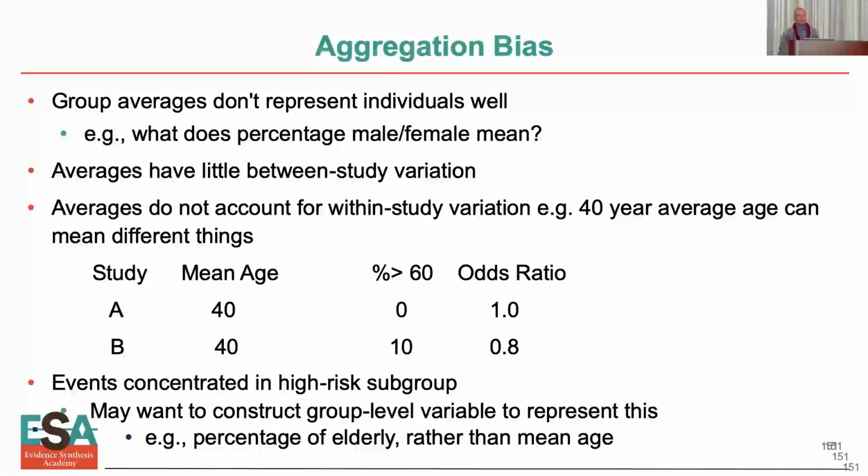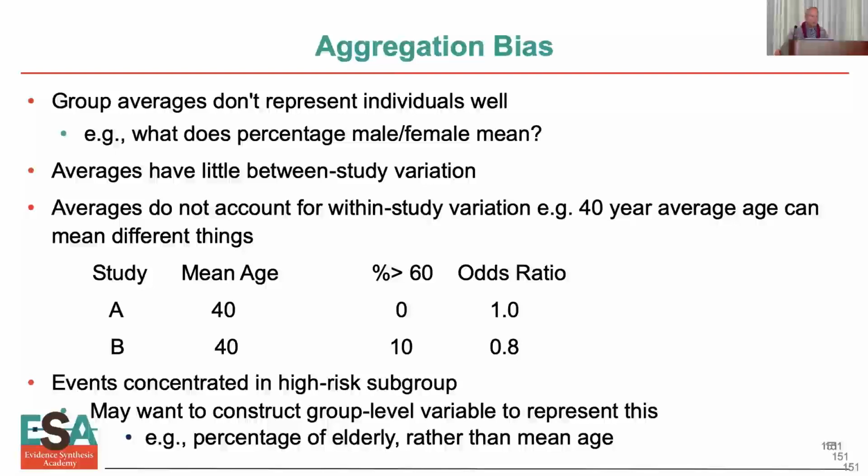Because the age didn't change, and yet the odds ratios did. But what if I then told you that in study A, which had the smaller effect, none of the people in the study were older than 60. But in study B, 10% of them were older than 60. And I used the percent older than 60 as the predictor. Now I might find a significant result with age. So again, this is a situation where there's probably a nonlinear effect with age, but I'm not going to be able to pick that up with a study level variable.